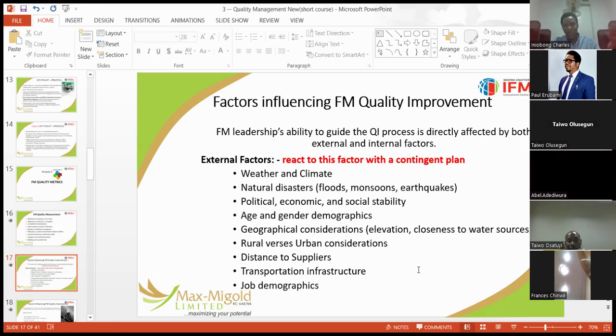For example, you have your facility in a very remote place. For you to get supplies, or maybe you have any emergency in that place, you cannot get supplies immediately, so it will affect your response time. So these are external factors that we really cannot do much about, but we only have to put a contingency plan to take care of the situation if they happen.